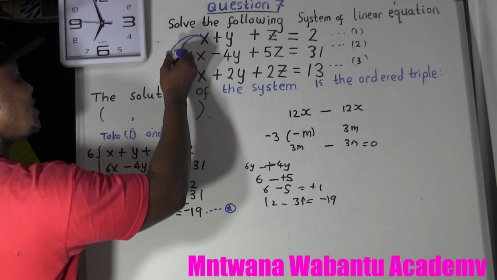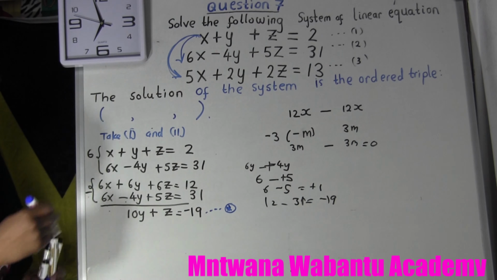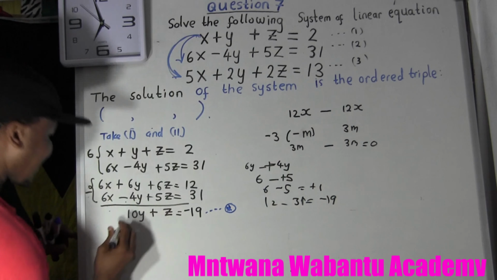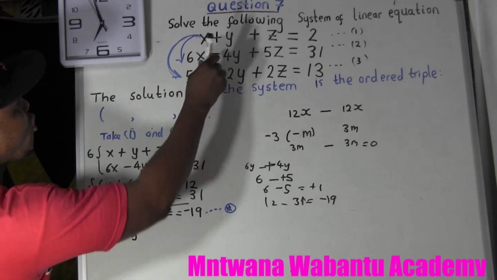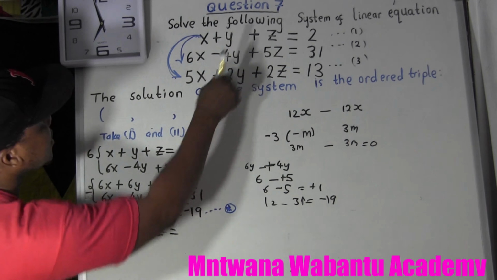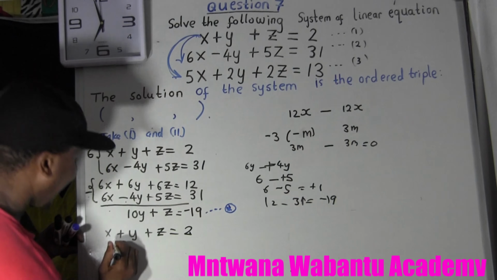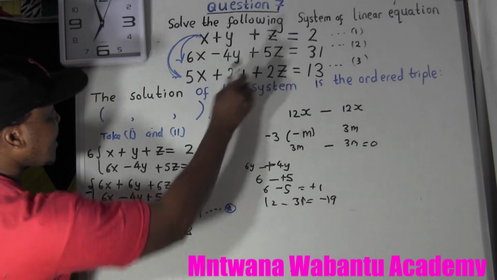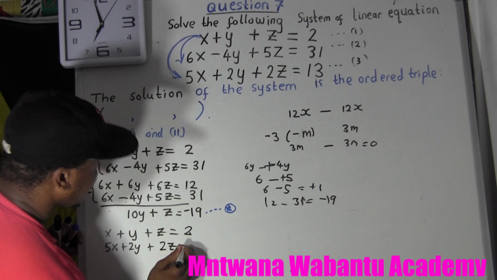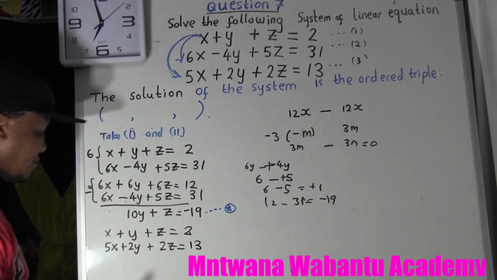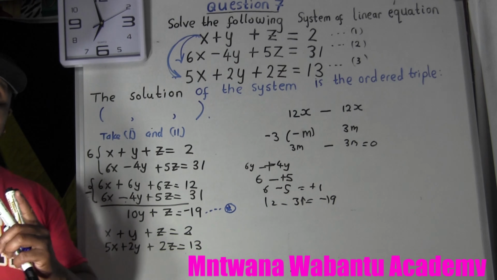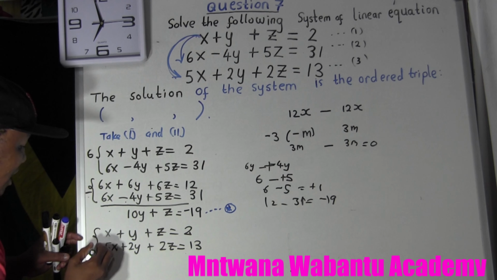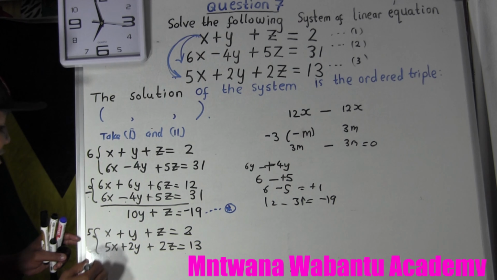Now I'm going to take the first one with the third one, and I have to get rid of the x. Same trick. So I'm going to say x plus y plus z equals 2, and the third one 5x plus 2y plus 2z equals 13. I have to get rid of the same letter, so I have to multiply this by 5.